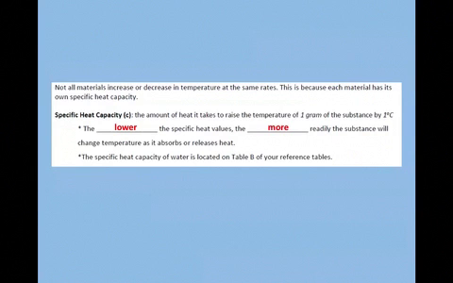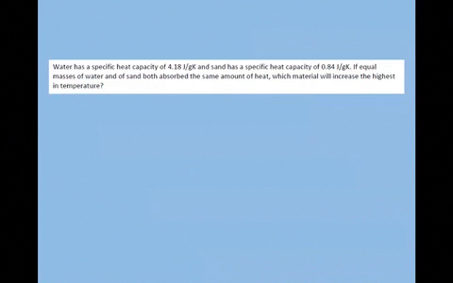So the lower that specific heat value is, the more quickly or more readily it's going to change temperature as it absorbs or releases heat, because that lower specific heat value is saying it just doesn't take as much heat to raise or lower 1 gram by 1 degree Celsius. We can use the specific heat capacity of water from Table B in your reference tables. We'll come back to that when we do calorimetry. So for example, water has a specific heat capacity of 4.18 joules per gram Kelvin, and sand has one of 0.84 joules per gram Kelvin.